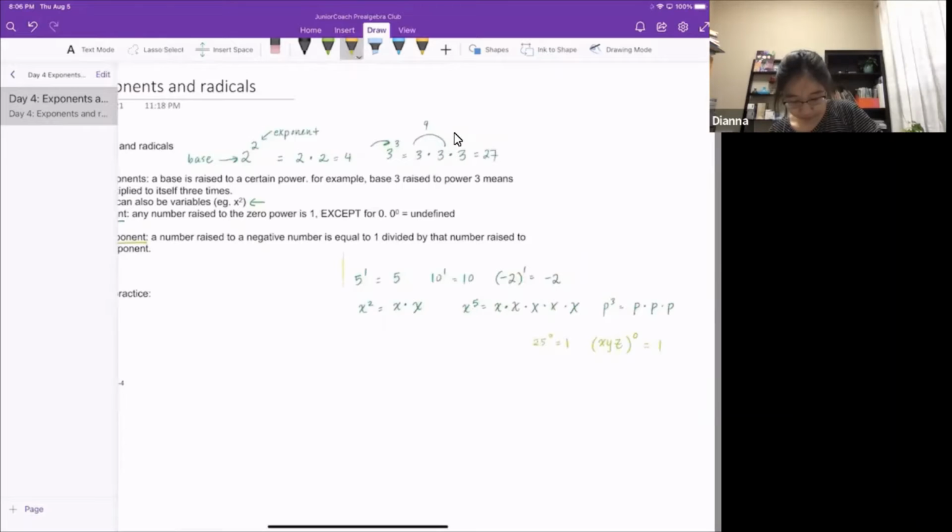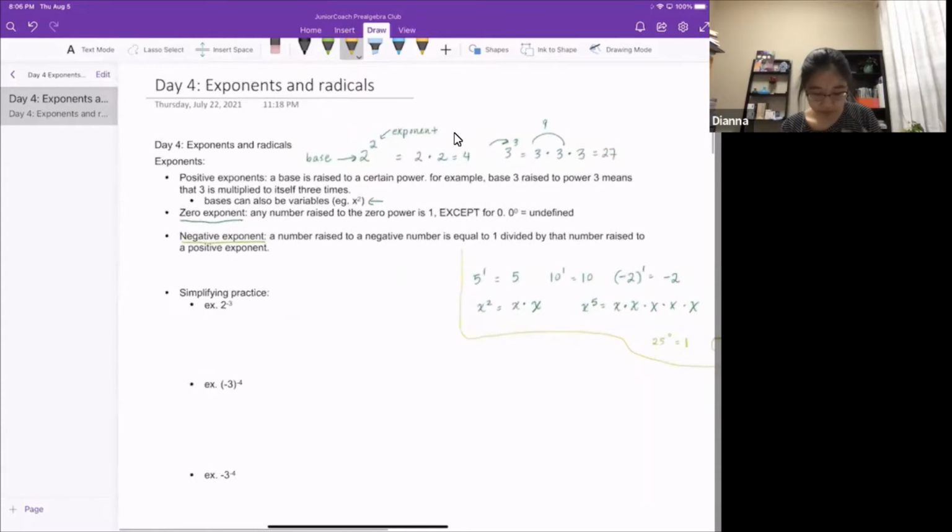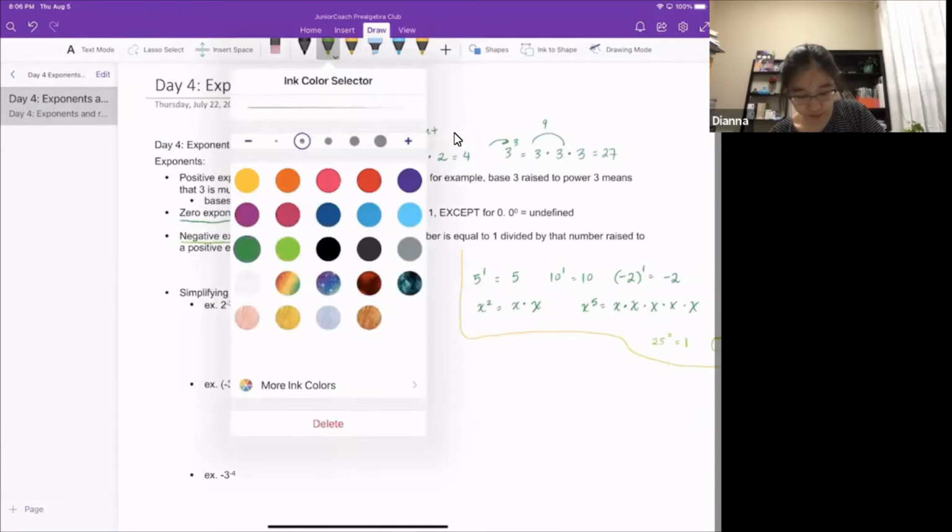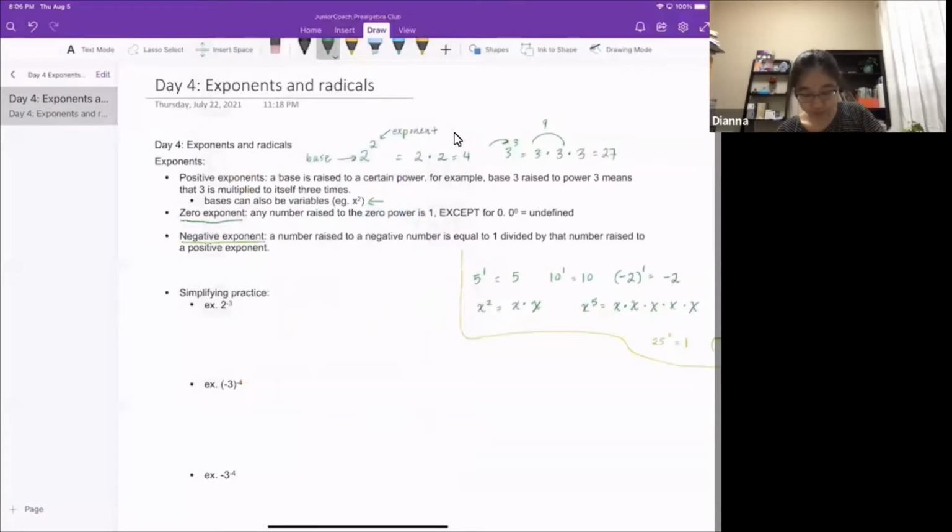I'm afraid that it'll get messy here, so I'm going to do this. Okay. So what if we have a negative exponent? Let's just do some examples, and I'll show you what I'm talking about. So what if I had 4 to the negative 2?